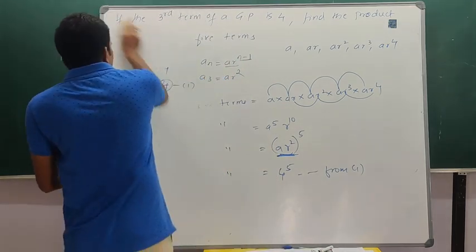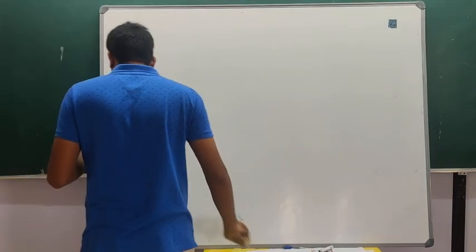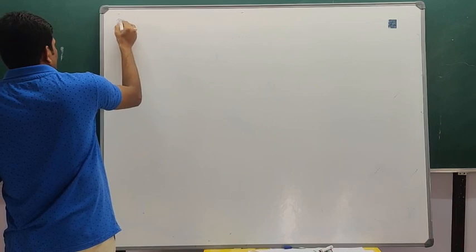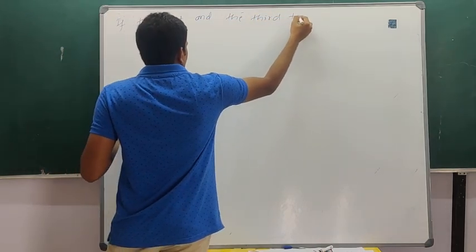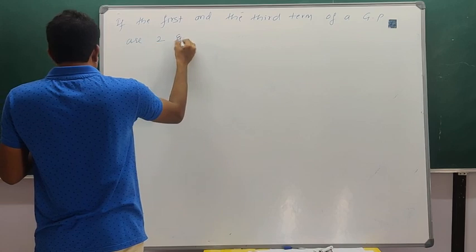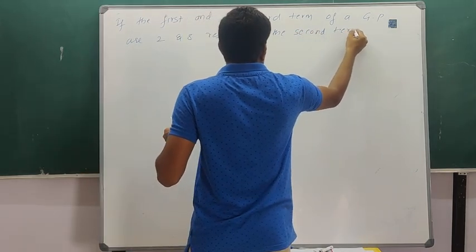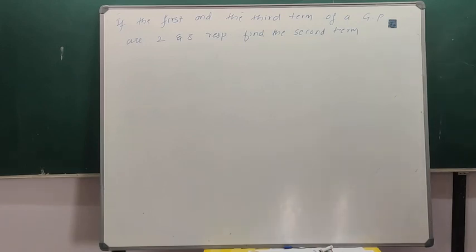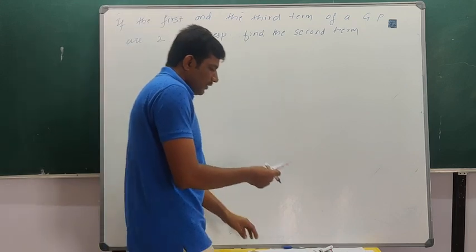So next problem. Next problem, see. If the first and the third term of a GP are 2 and 8 respectively, find the second term. Find the second term.